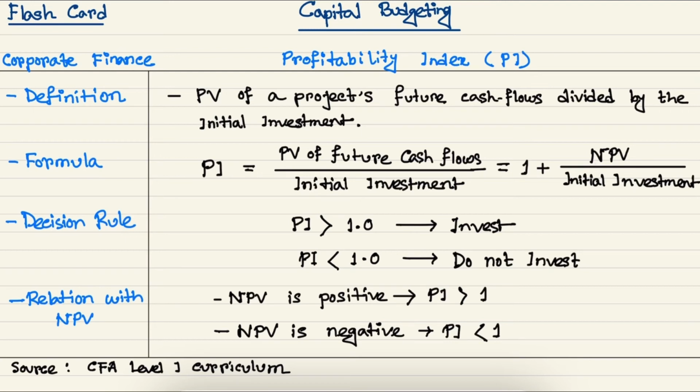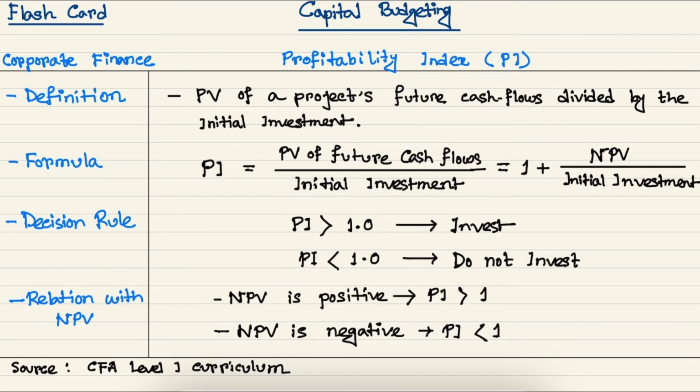1 to it. The decision making rule is, if the profitability index is greater than 1, we invest in the project, and if the profitability index is less than 1, we do not invest in the project. The decision making rule in the case of NPV is that if the NPV is greater than 0, we invest in the project, and if the NPV is less than 0, we do not invest in the project. So there is a relationship between the NPV and the profitability index.